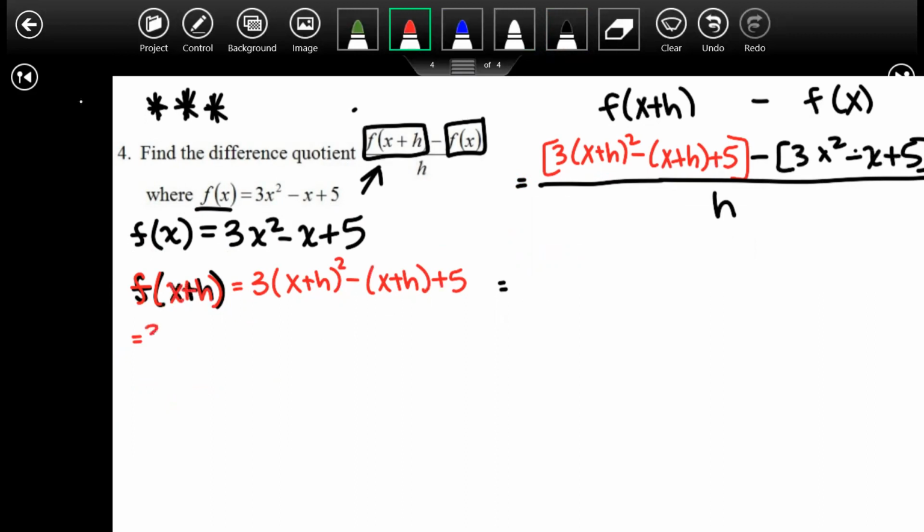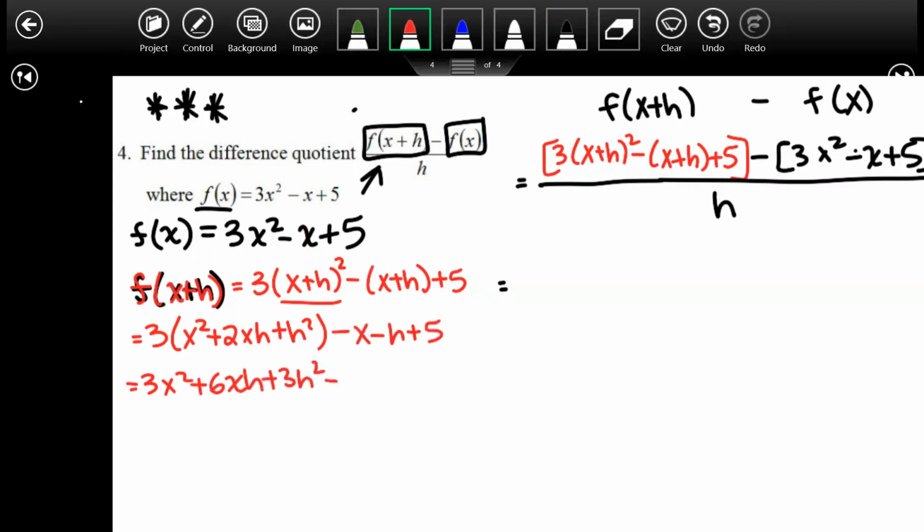This is going to be 3 times the quantity x squared plus 2xh plus h squared minus x minus h plus 5. So I basically FOILed this out to get a bigger value. I got to do one more step and expand the whole thing. So this is going to be 3x squared plus 6xh plus 3h squared minus x minus h plus 5. If any of these values can be reduced down, we can reduce it. But in this case, none of them are like terms.